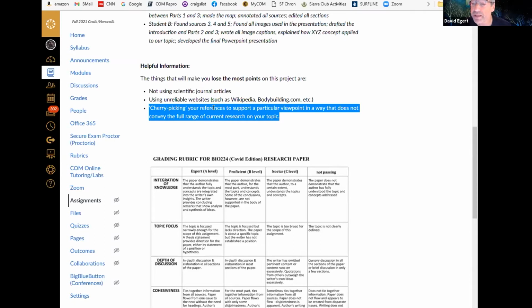But usually the scientific literature does not agree with itself. There are different viewpoints. Or even if they do agree with themselves, it's not exactly. So you want to make sure that you don't just present one side without presenting the full range of what people are thinking. It's always tricky.